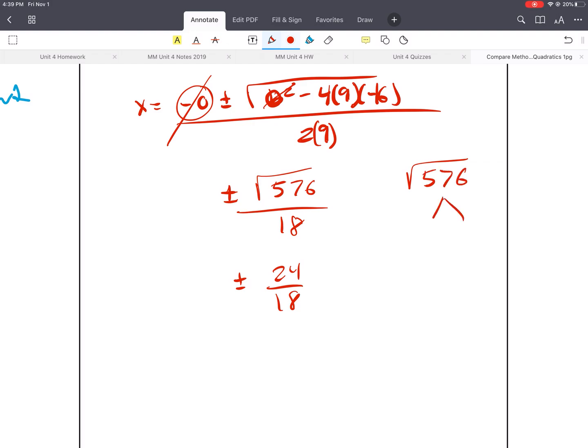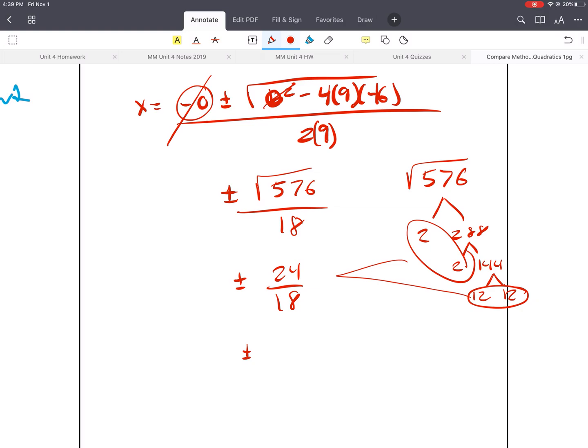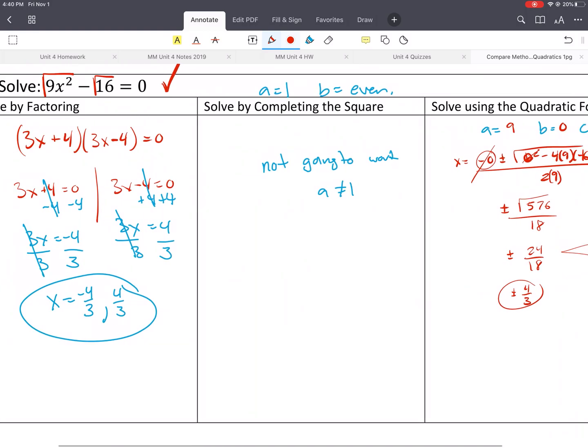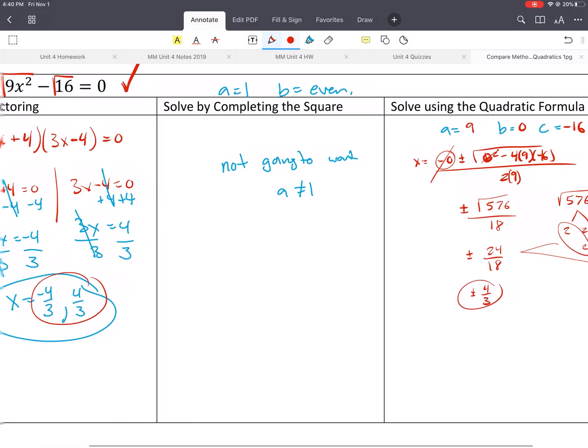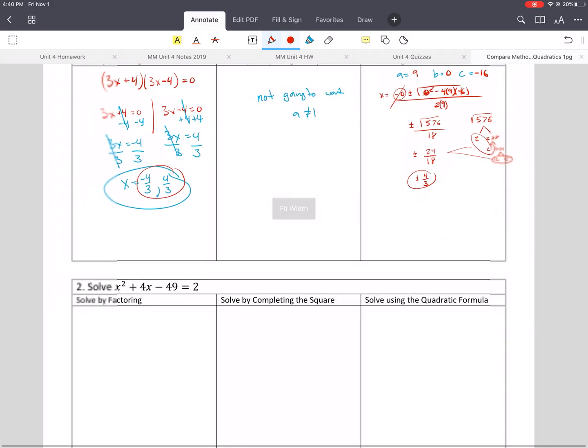So take 576 and divide that by 2. That's 2 and 288. You could divide that again by 2. 2 and 144. And that's a perfect square, which would give us 12 and 12. So 12 times 2 gives us 24. Simplifying the fraction would be the last thing, which is 4/3. And if you look, plus or minus 4/3 is the same as what we have over here, plus or minus 4/3. They should be the same.